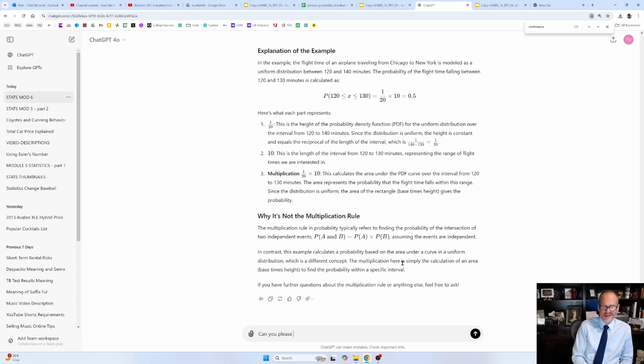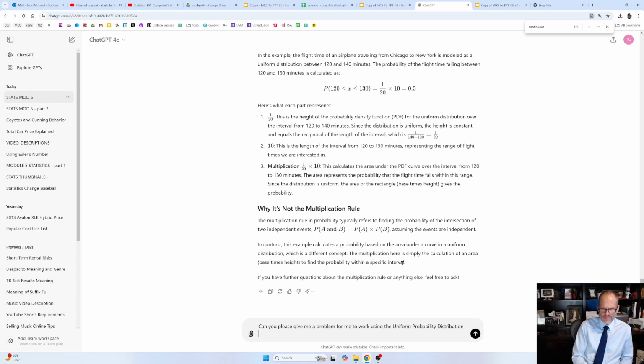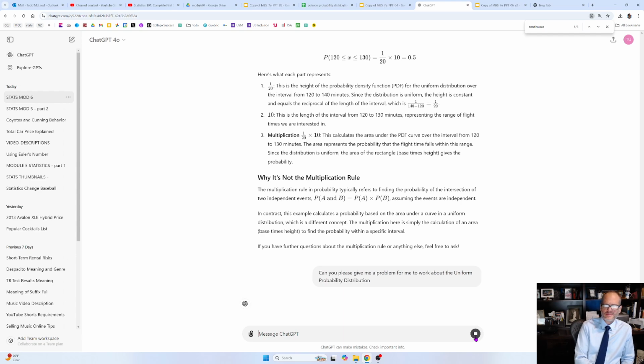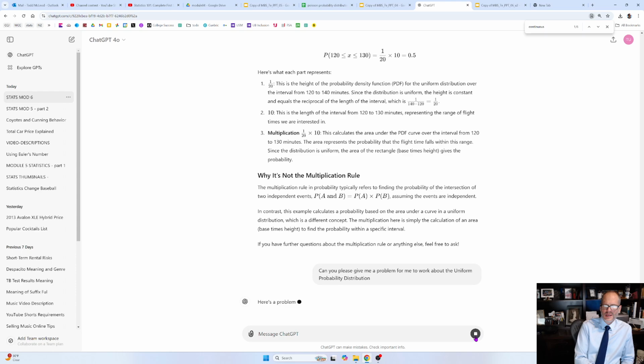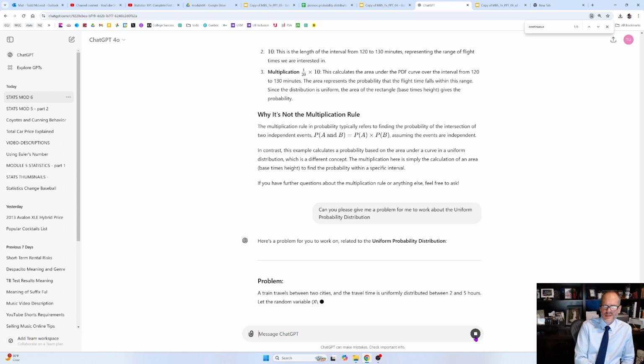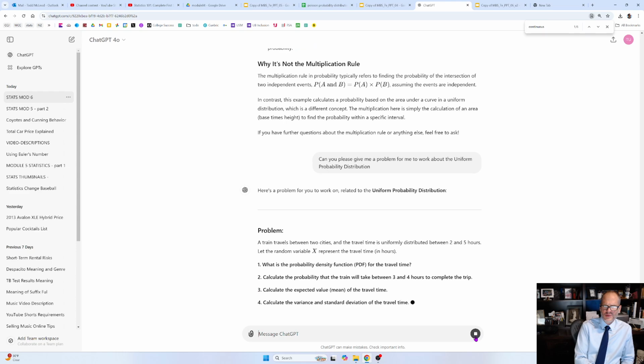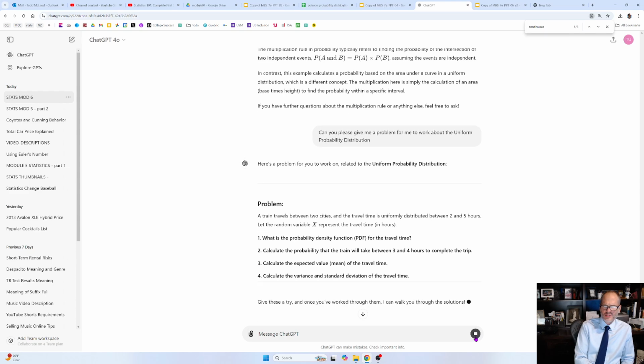Can you please give me a problem for me to work using the uniform probability distribution? We'll just see what it does with that. And we will wait. Here's a problem. A train travels between two cities and the travel time is uniformly distributed between 2 and 5 hours. Let the random variable x represent the travel time in hours. What is the probability density function for the travel time?